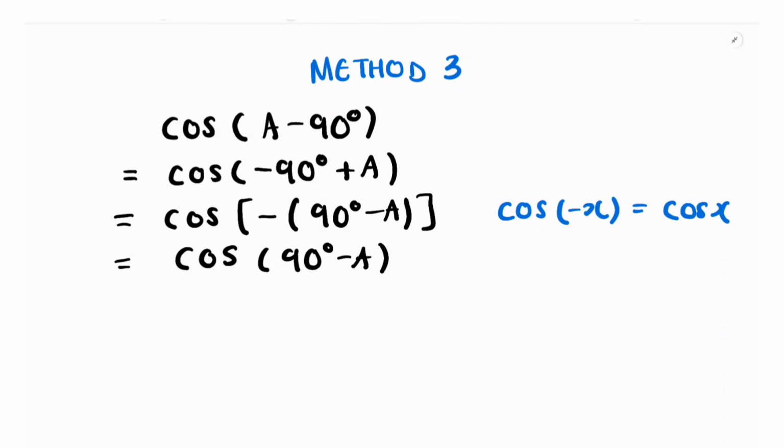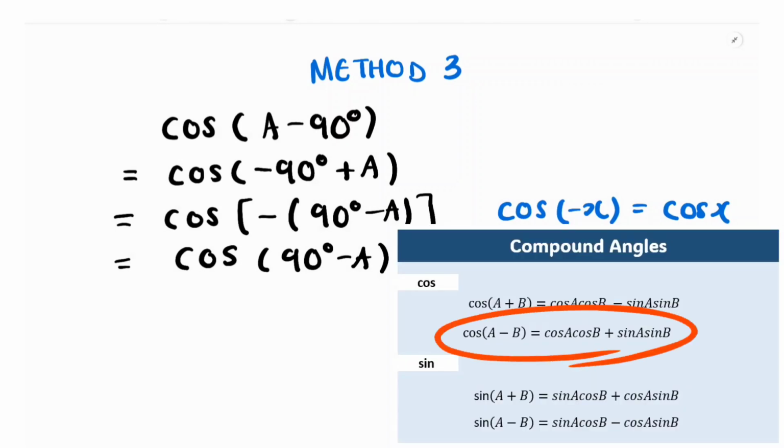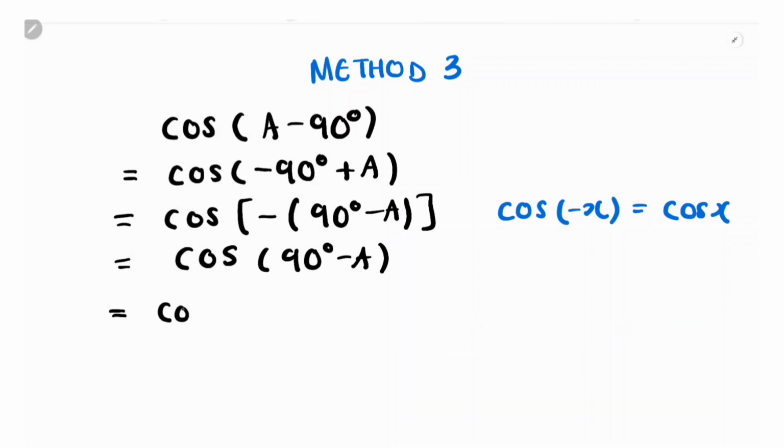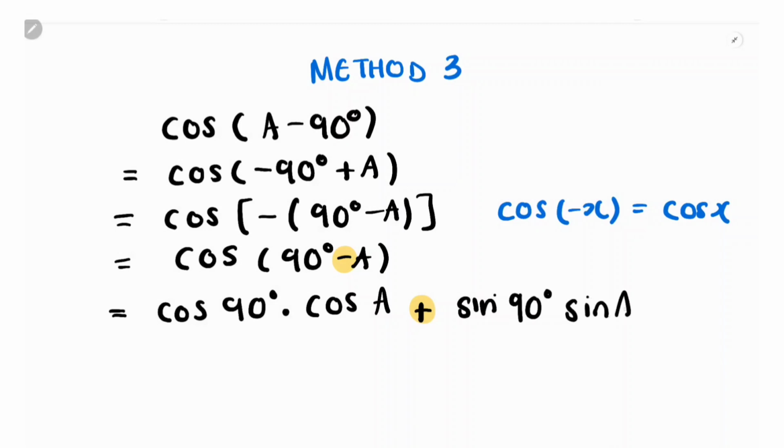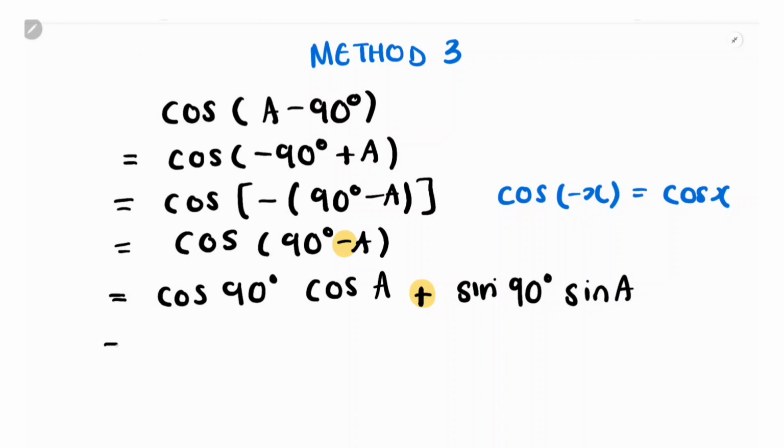In this method, we're going to use the compound angle formula. So this is simplified to cos of our first angle, which is 90 degrees, multiplied by cos of our second angle, which is a. And then because we have a minus, our sign would change to a plus. And then we're going to have sine of 90 degrees and sine of a. And so cos of 90 degrees, you can either use your special triangles, you can use the OHA rule, you can also use your calculator, or the actual graph of cos of x.